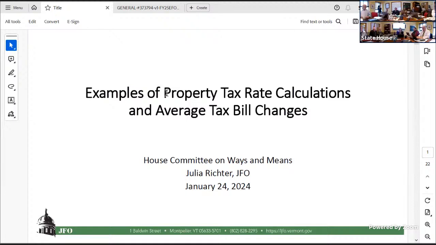So, as the chair mentioned, I've been asked to put together some examples of property tax rate calculations and also average bill changes, just to help the committee get a sense of the basic math behind what we're talking about when we're looking at the Education Fund Outlook. These slides are published on the committee page under my name. There's also the Education Fund Outlook that was presented to the Emergency Board, also published under my name. But we'll start out walking through the slides here.